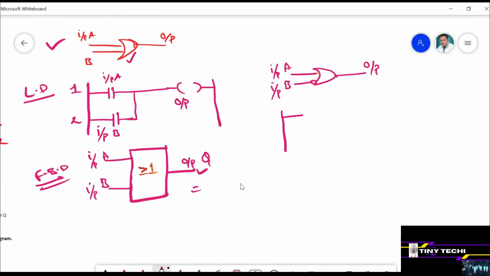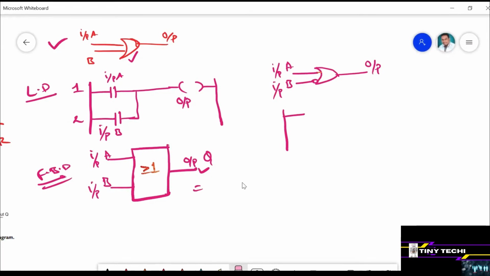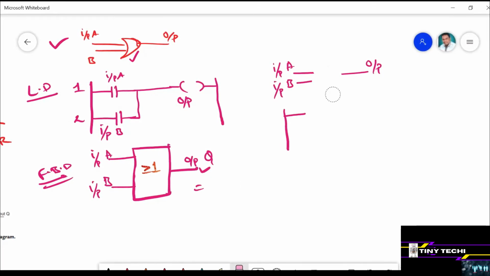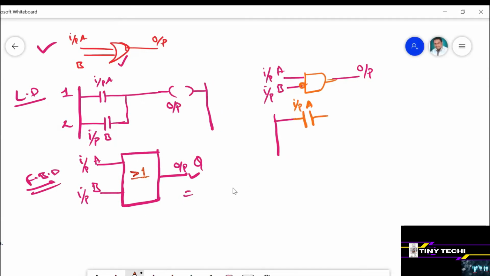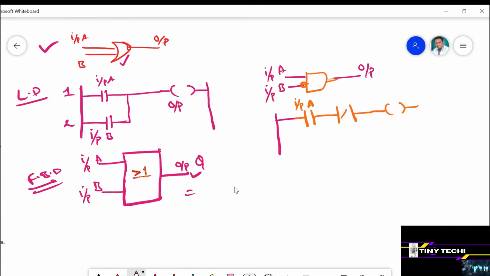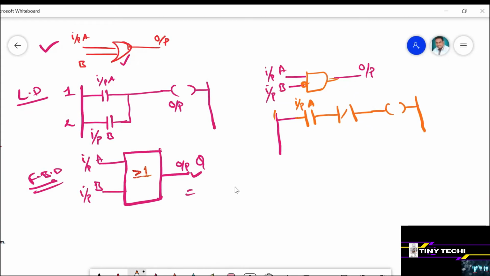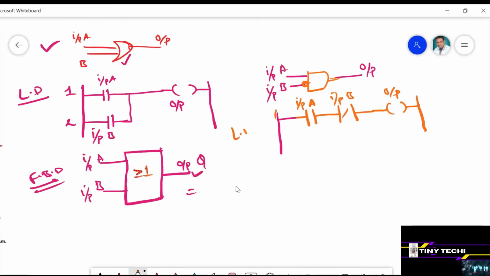We can take the AND gate also; we have already gone through the OR gate, right? Here we take the AND gate. This is input A, and this is the negated input B. A negated input we can represent with a normally closed switch, and we connect it to the output. This is input B, this is the output. This is in the diagram format.